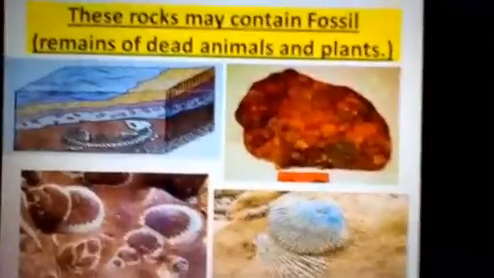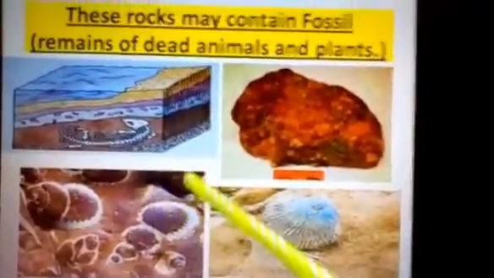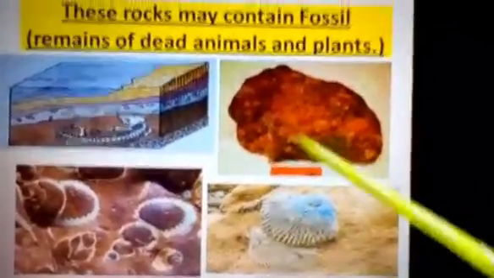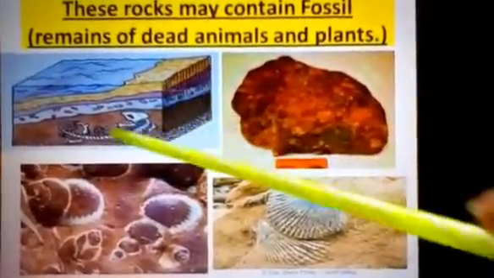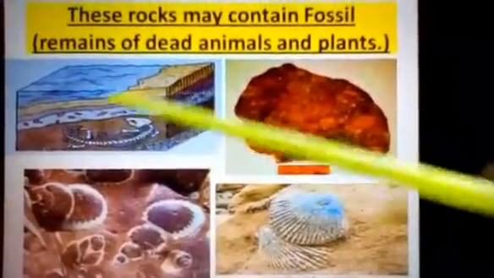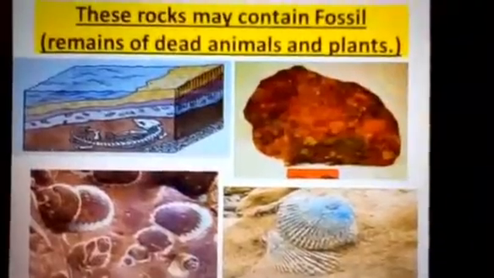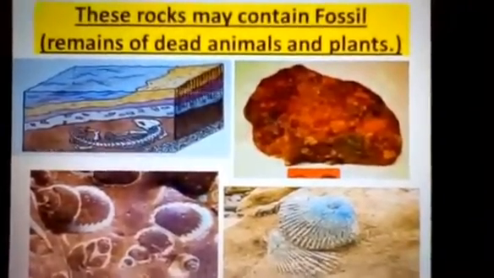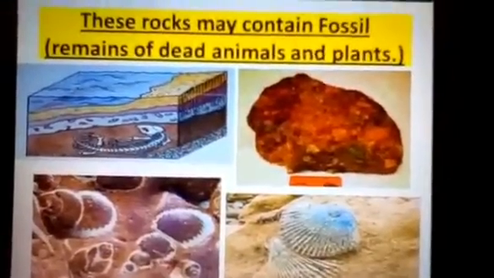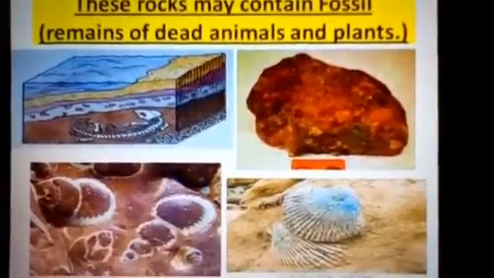In the next slide also you can see the remains of dead animals and plants very precisely in each one of them. And this diagram shows you how on top of a dead animal you can see the layering of the sediments which has taken place, thereby burying the dead animal inside or in between the layers of the rock.